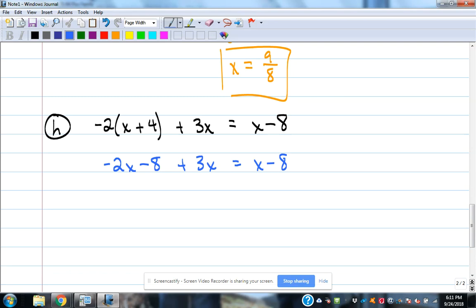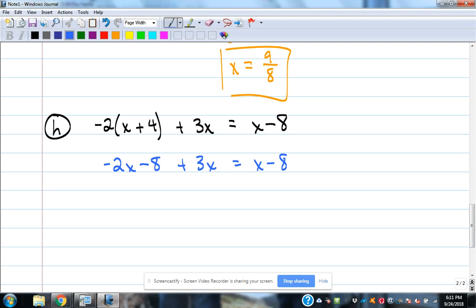Okay. Now, left side's got 3 things, right side's got 2 things. The song we used to sing on Sesame Street, one of these things is not like the other. Can you find that thing before I finish the song?